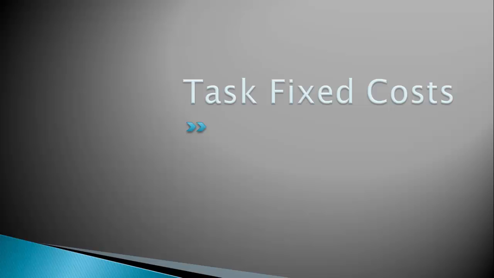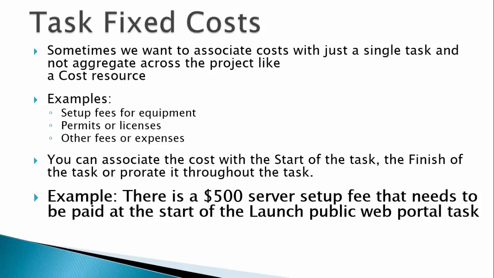In this segment, we're going to take a look at adding fixed costs to tasks. Sometimes we need to associate a fixed cost with a task, but it is not a potentially recurring cost like entertainment. We don't need to aggregate these costs across the project like a cost resource would be. Examples of these costs could be equipment setup fees, permits or licenses, and other one-time fees and expenses.